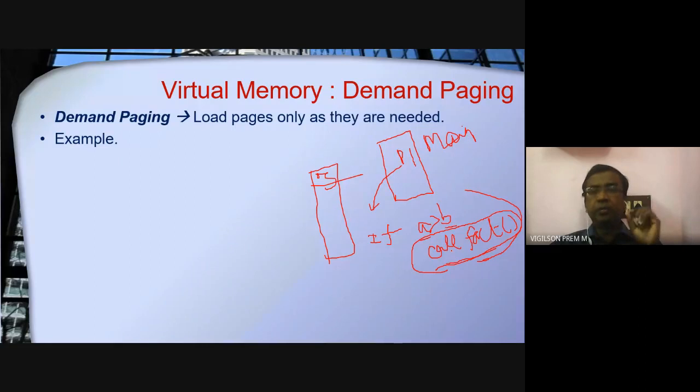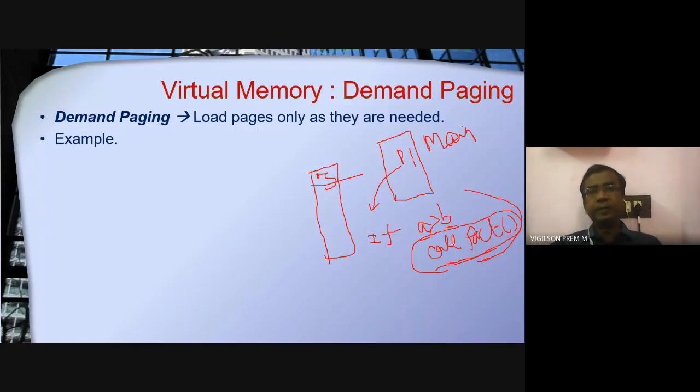Now listen carefully. We will call the subprogram fact only if A is greater than B. Assume throughout your program A is not greater than B, then fact will never be called. Correct? So assume throughout your program A is not at all greater than B, it means the fact subprogram will never be called. So it is a waste to have that fact subprogram in main memory for execution, because that is not going to be executed at all, as long as A is not greater.